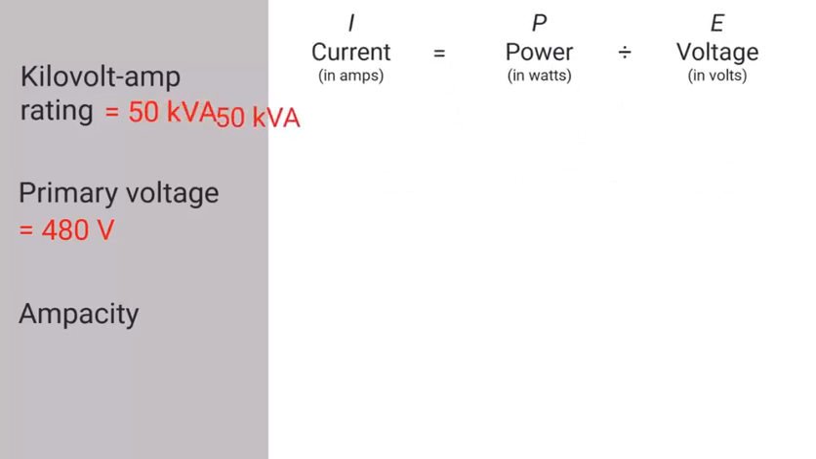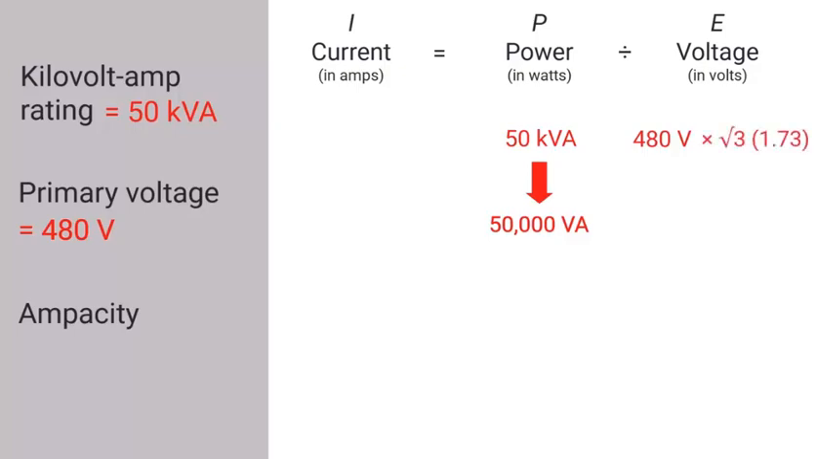For power, we use 50 kilovolt-amps. Knowing that 1 kilovolt-amp equals 1,000 volt-amps, we express 50 kilovolt-amps as 50,000 volt-amps, or watts. For voltage, we use the primary phase-to-phase voltage, which is 480 volts. And because it is three-phase, we multiply by the square root of 3, which is 1.73. This gives us 830.4 volts. Then we divide 50,000 volt-amps by 830.4 volts, which results in 60.21 amps.